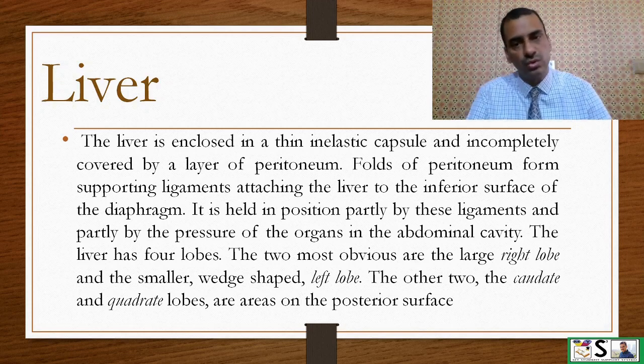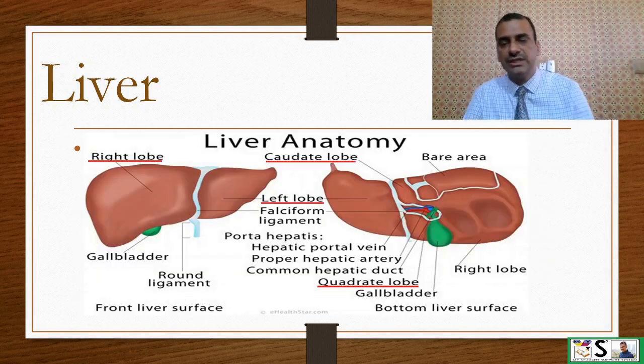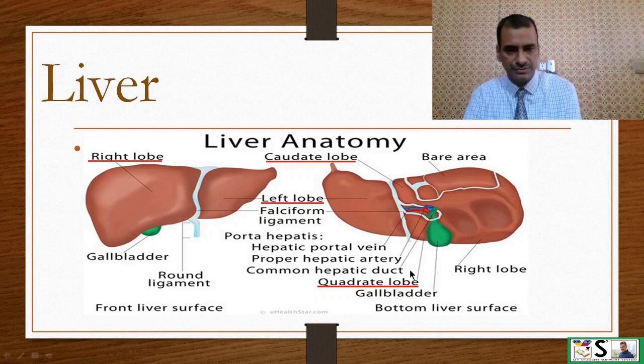The liver has four lobes. The two most obvious, which are large, are the right lobe and the smaller left lobe. The other two lobes are the caudate lobe and the quadrate lobe. These can be seen only from the posterior view, not in the front view. Here you can see this is the front view, right lobe and left lobe, and this is the posterior view, caudate lobe, this one, and this is the quadrate lobe.